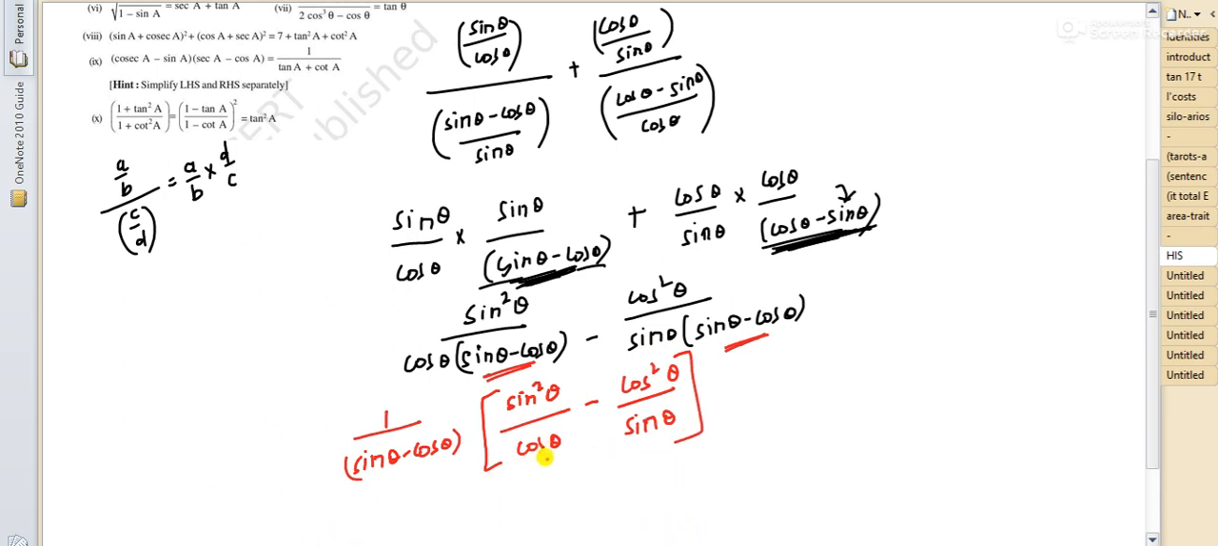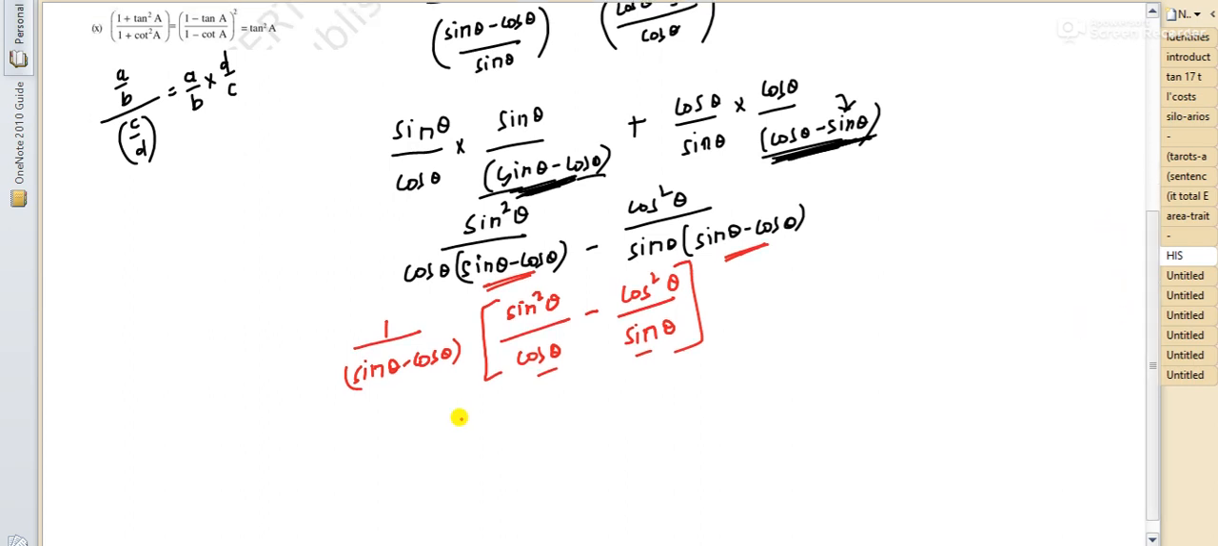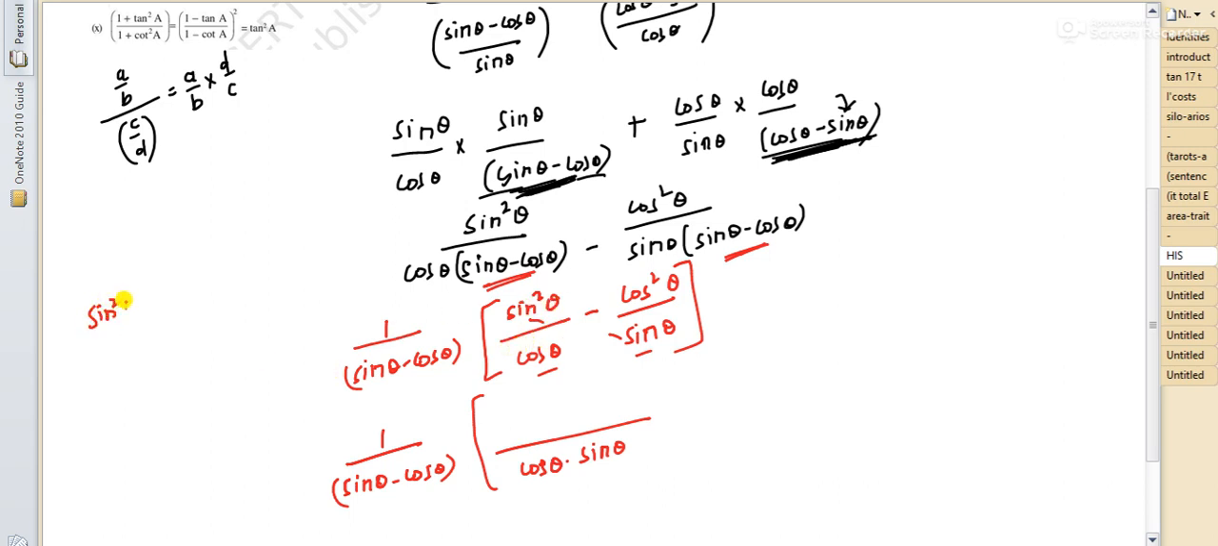Now we'll do the LCM again on this. So this remains the same, 1 by sine theta minus cos theta, and on taking LCM, this is cos theta into sine theta, right? So now sine and sine will multiply. Why? Because see, if I'm writing the sine square into cos theta, this whole thing will multiply with this LCM. What is that? Cos theta into sine theta. So cos will get cancelled. That's why I'm directly multiplying this. Sine square into sine is sine cube theta.